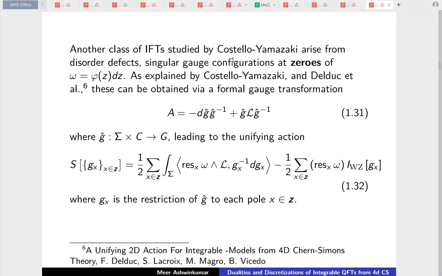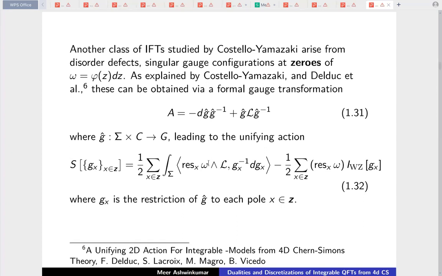And also there was further work done by Delduc and collaborators, where they further elucidated the results of Costello and Yamazaki. And they basically showed that you can understand their results by considering what is known as a formal gauge transformation, where the gauge field is gauge transformed to the Lax connection L, where there is no z-bar component for this Lax connection L. And this leads to a unifying action for all the integrable field theories that one can obtain from disorder surface defects in 4D Chern-Simons theory.